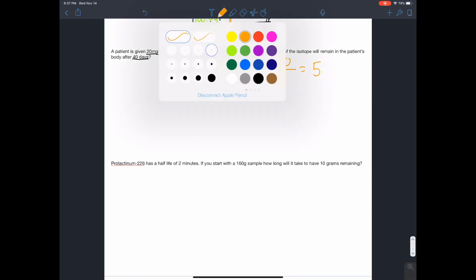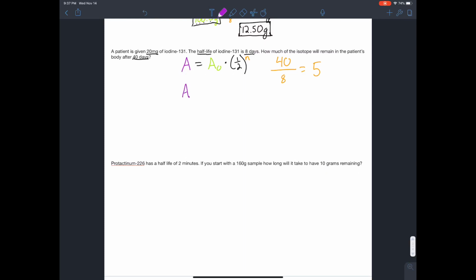So let's go ahead and plug that right on into our equation here. So we have A is equal to our initial value, which is 20 milligrams. And that is going to be multiplied by 1/2 raised to the 5th power. Okay, so 1/2 raised to the 5th power is going to equal 0.03125. Okay, that's the fraction.